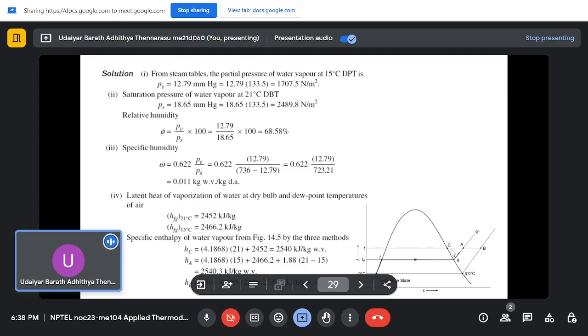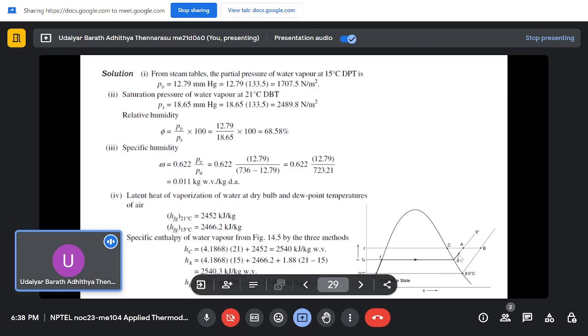So now for Hc, we can easily find out. If you take the datum as 0 degrees Celsius, from 0 degrees Celsius to 21 degrees Celsius, that will be sensible heating. So you heat it sensibly, so it is 4.1868 into 21. 4.186 is Cp of water, into the temperature difference, 21 minus 0, plus the latent heat at 21 degrees Celsius, 2452. So that will give me 2540, which is the enthalpy at point C.